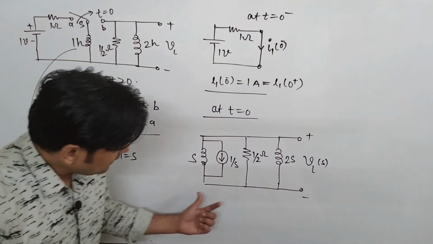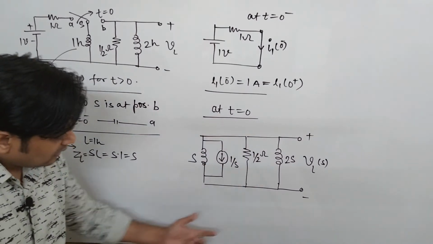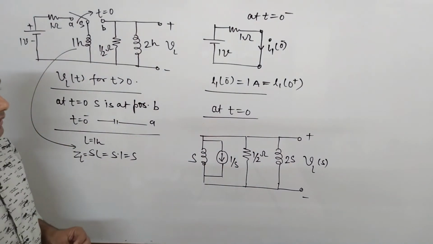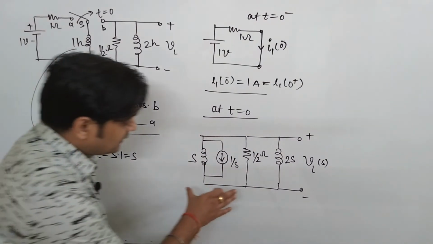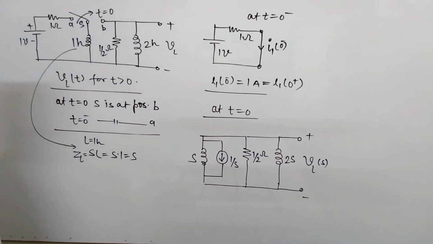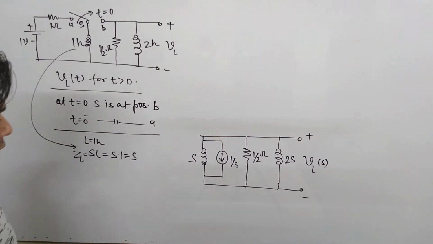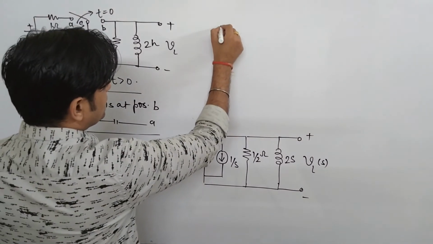So now very simply you just have to find the circuit at t equal to 0. Now this is your circuit at t equal to 0 and everything is converted into Laplace variable. Now you have to simply find the answer. For solving this, I'll apply the source transformation technique.